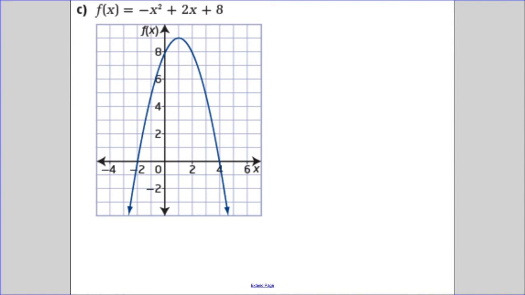Alright, so for our next part, what are some things I can see right away here? Well, we have our opening. Again, hopefully you've had a chance to go through this. So I can see that this opens down.